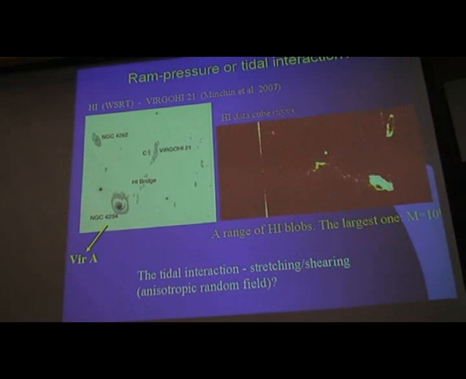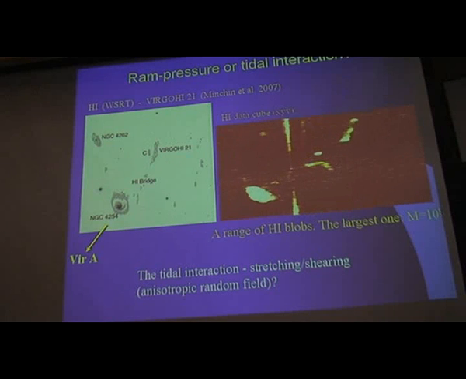Another possibility is provided by recent observations of neutral gas by Minchin et al. They detected a range of HI blobs along a bridge or a tail, and if you look at the velocity space, they are connected with the southern part of the galactic disk. So maybe the distorted spiral is because of tidal interaction of this galaxy with another Virgo cluster member.